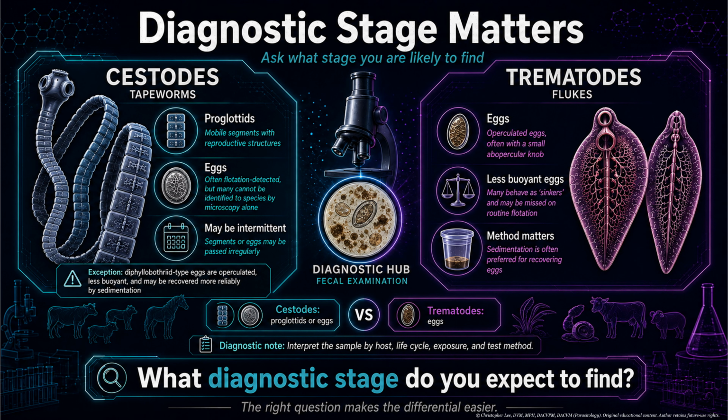A higher specific gravity sucrose solution, such as Sheather's sugar, can recover some, but sedimentation is generally preferred. Diagnosis also requires a patent infection and a pathway for eggs to reach the sample. Immature, ectopic, or obstructed infections may not cooperate. Ask, what stage should be present? Where should it be? And is this the right test? The microscope cannot find what the life cycle has not delivered.